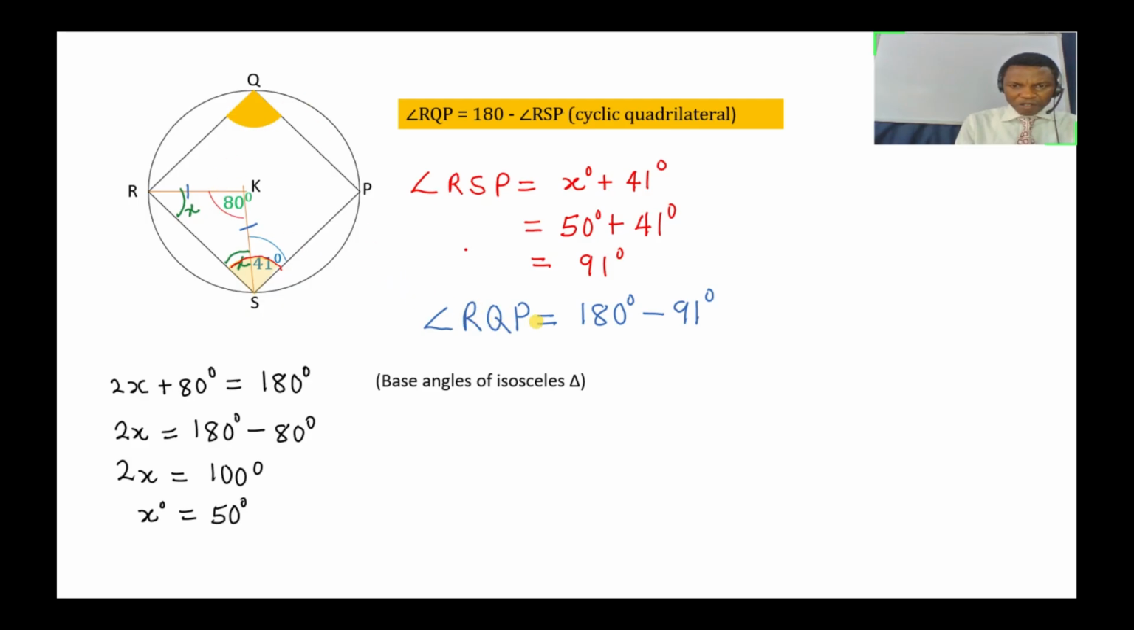Therefore, make RQP, which is the angle we are looking for, subject of the formula. It's equal to 180 degrees take away 91 degrees. That gives angle RQP 89 degrees. So this is the A part of the question. Now let's go to the B part of the question.